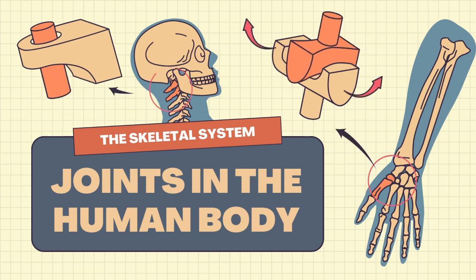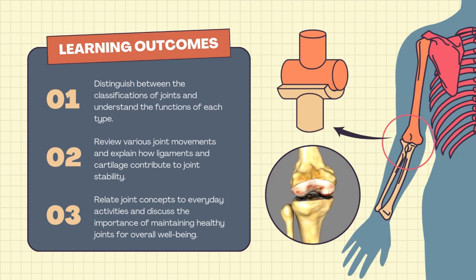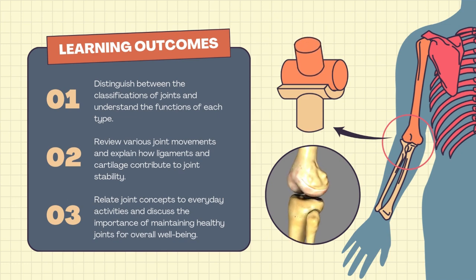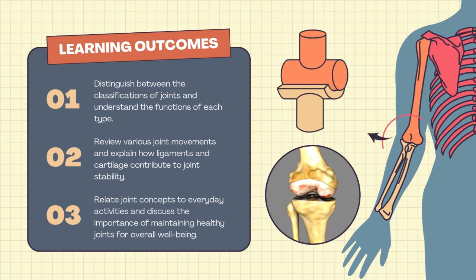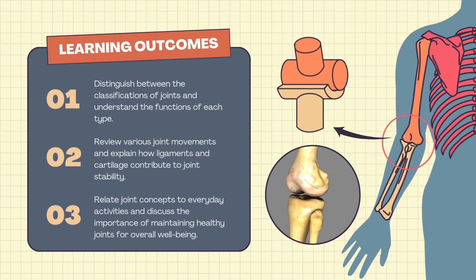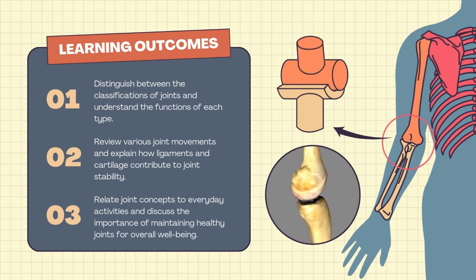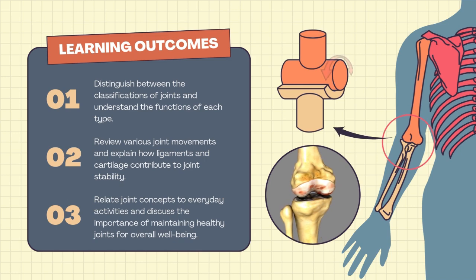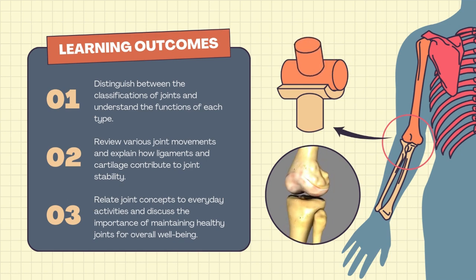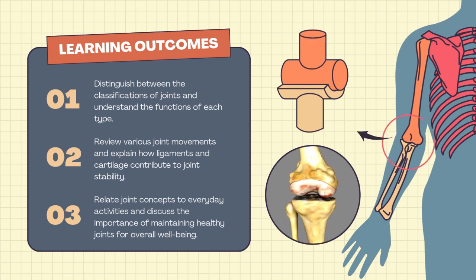Joints in the human body. Learning outcomes. 1. Distinguish between the classifications of joints and understand the functions of each type. 2. Review various joint movements and explain how ligaments and cartilage contribute to joint stability. 3. Relate joint concepts to everyday activities and discuss the importance of maintaining healthy joints for overall well-being.